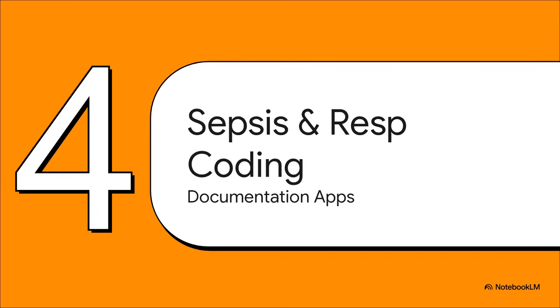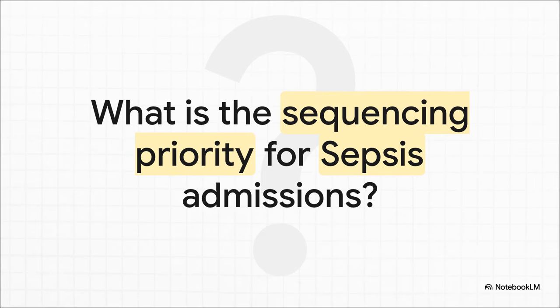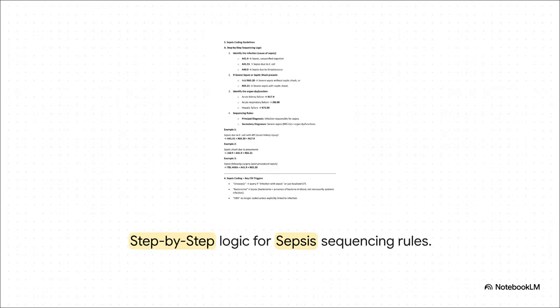All right, part 4. Let's apply this machinery to some of the trickiest and most heavily audited clinical documentation areas out there, starting with sepsis and respiratory failure. Getting the sequence right for a sepsis admission is absolutely paramount. No joke. It is very often the difference between a compliant, fully reimbursed claim and a massive audit penalty for your facility. You see, you can't just throw codes on a claim and hope for the best. It's literally a chain reaction.